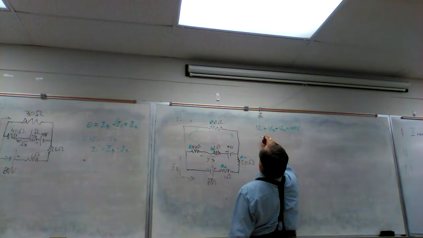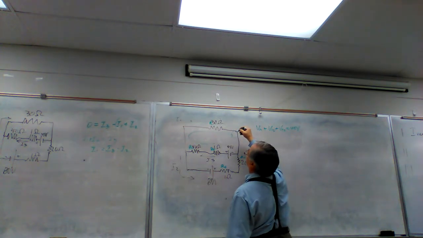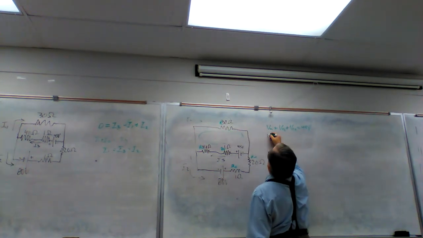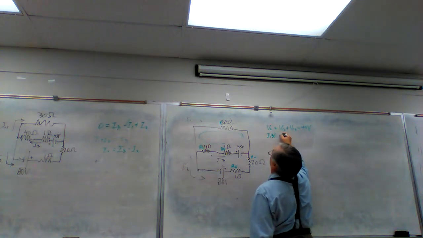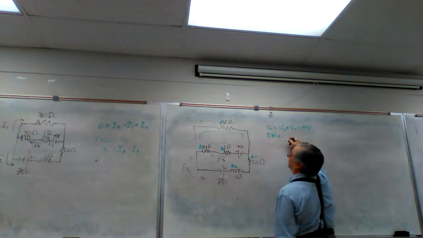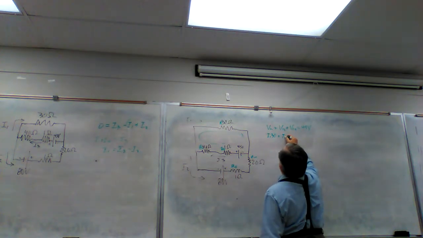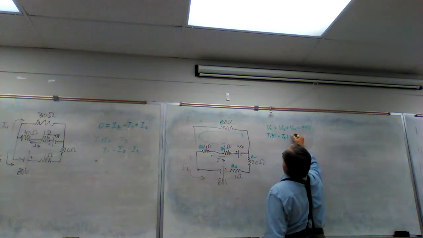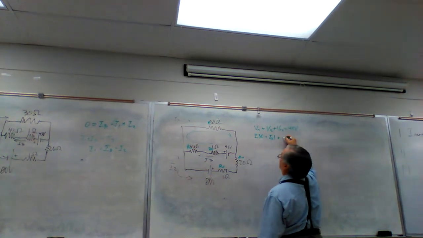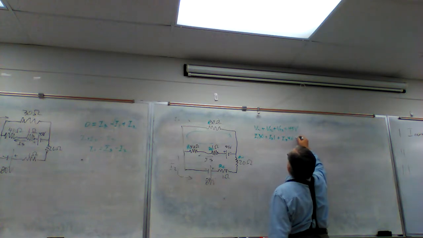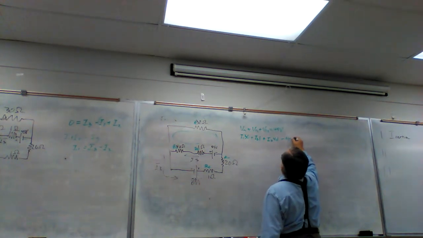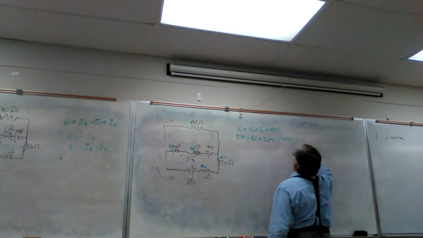Then what's the voltage on R1? R1 is I1 times 30 ohms, plus the voltage on R2, which is I3 times 1 ohm, plus I3 times 40 ohms, minus 45 volts is equal to 0.